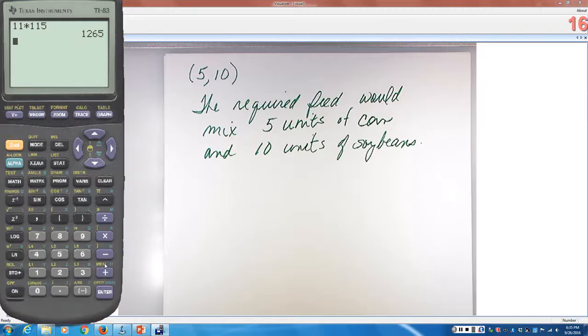Okay? You always answer a word problem with a sentence, because it asks you a question, and you want to answer the question, not just find out what x and y are. Is everybody okay on that one now? Any questions? Okay, we'll move on.